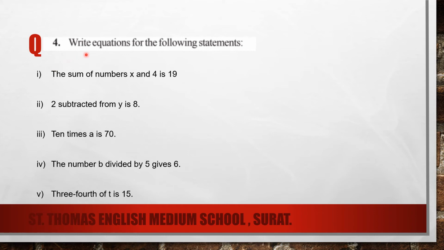Question number 4. Write equations for the following statements. These are the questions last year you have already learned. First one, the sum of numbers x and 4 is 19. Sum of numbers. Sum means what? Plus. Numbers. What are the numbers here? x and 4. So how can we write the equation here? x plus, sum means plus, 4 is equal to 19.